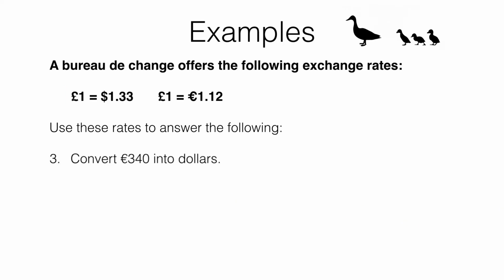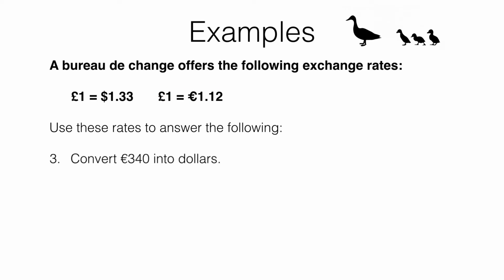In this example, we want to convert 340 euros into dollars. Now, we don't have an exchange rate here that links euros to dollars. So we're going to have to do this in 2 steps. First, we're going to have to use this one to convert euros into pounds. And then, once we've got our 340 euros in pounds, we're going to have to use this exchange rate to convert that into dollars.